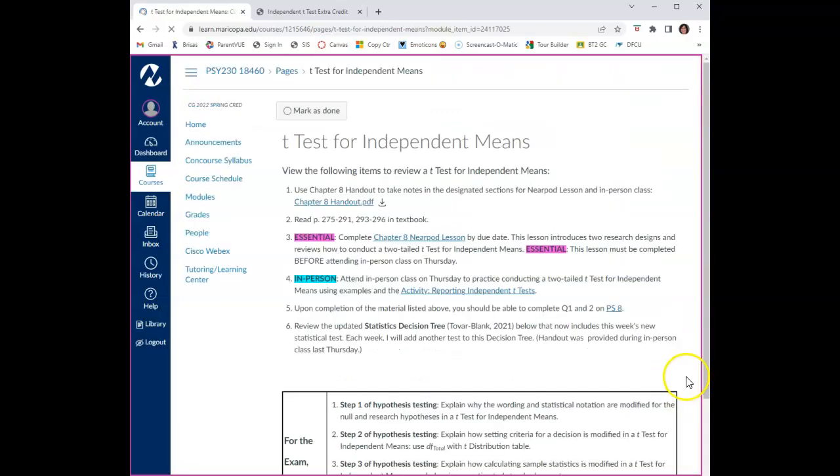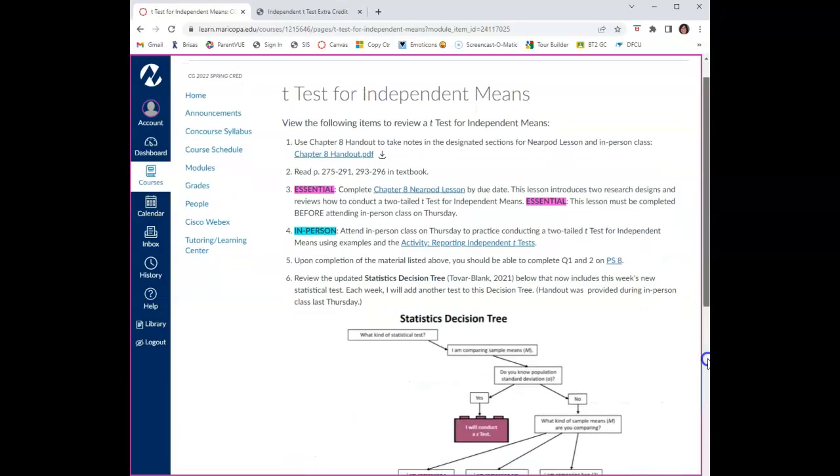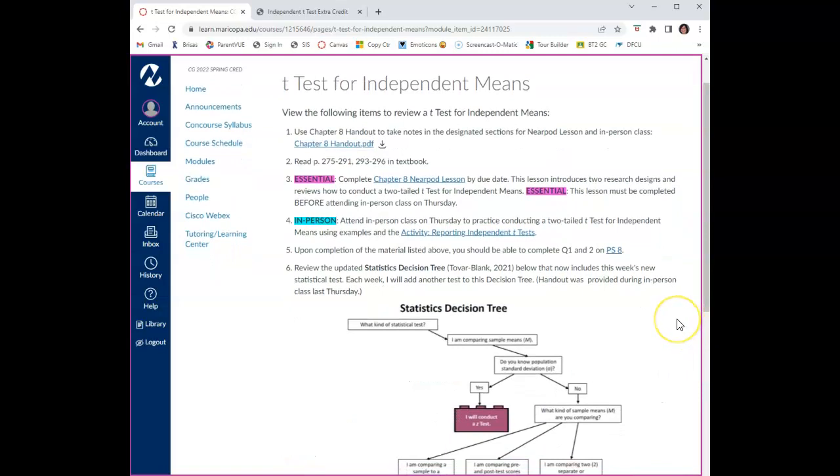There are two sections this week. The first section is the t-test for independent means. This test will compare two separate samples or two separate groups. This test is also referred to as the independent t-test.